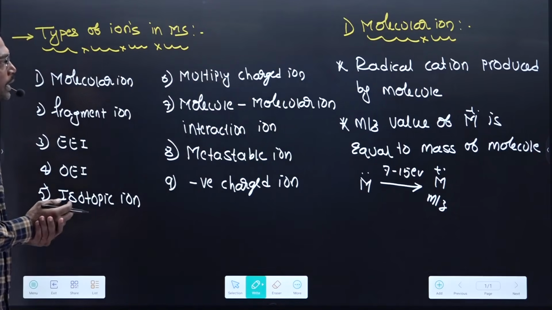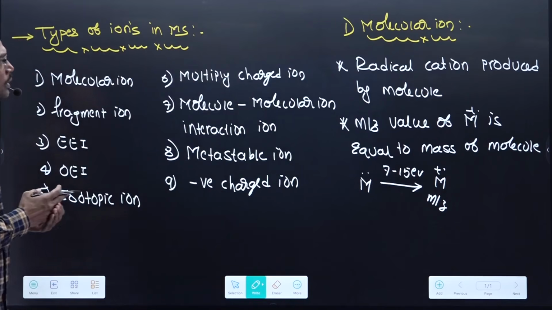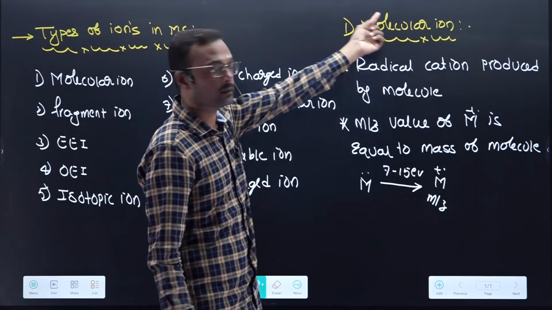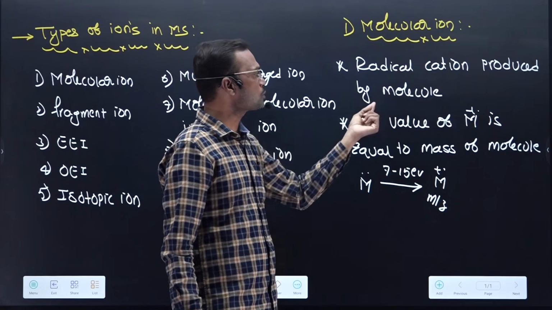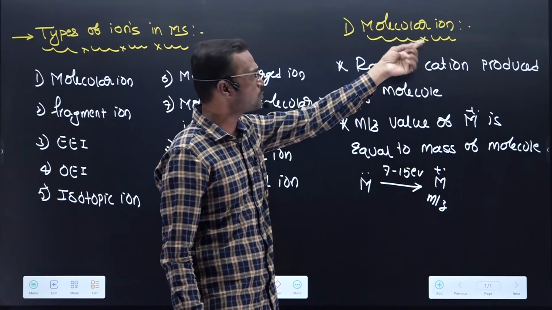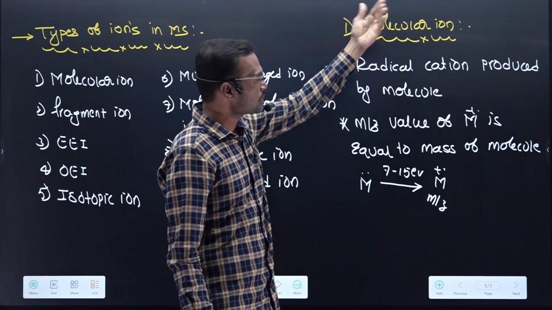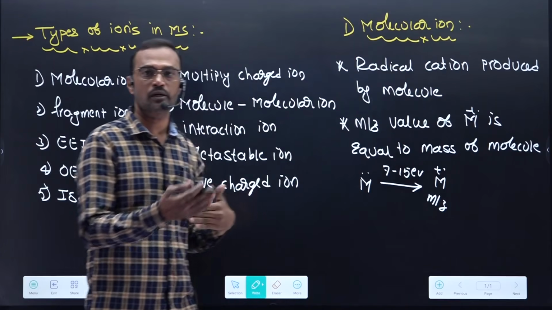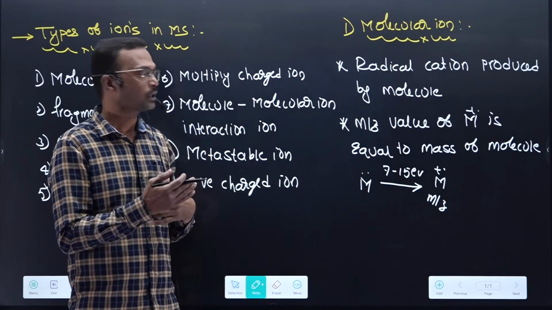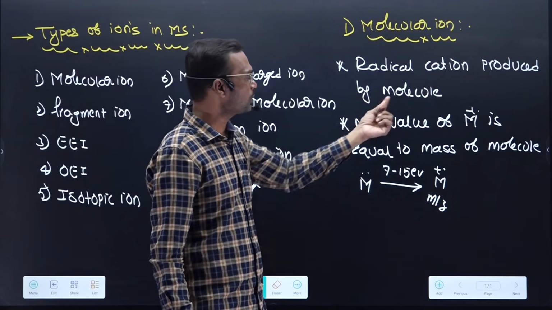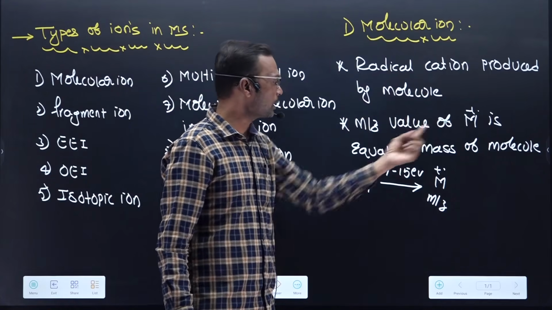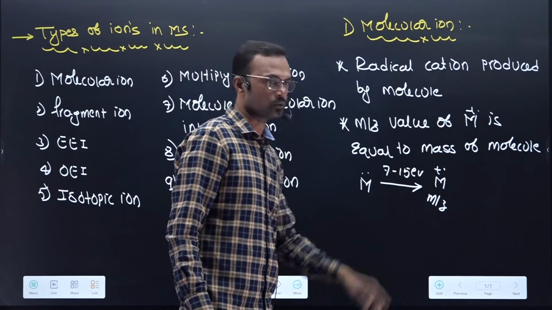So the radical cation produced by a molecule is nothing but a molecular ion. Radical cation produced by a molecule is called molecular ion. These points were already explained at the start: what is molecular ion, how it is generated, how much energy is required. So everything is given, that's why I gave the direct point. The m/z value of molecular ion is equal to the mass of the molecule.